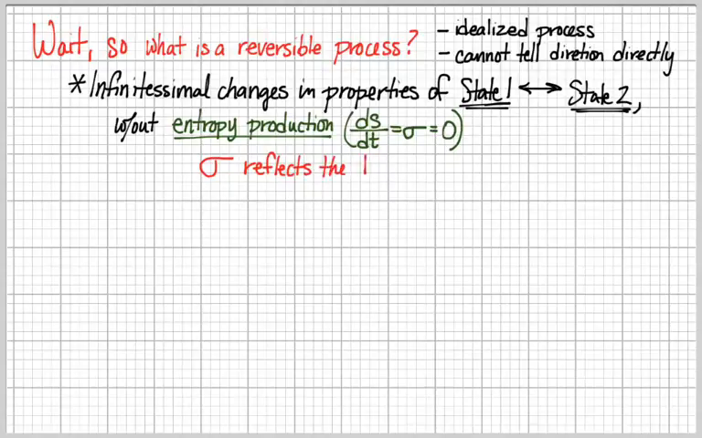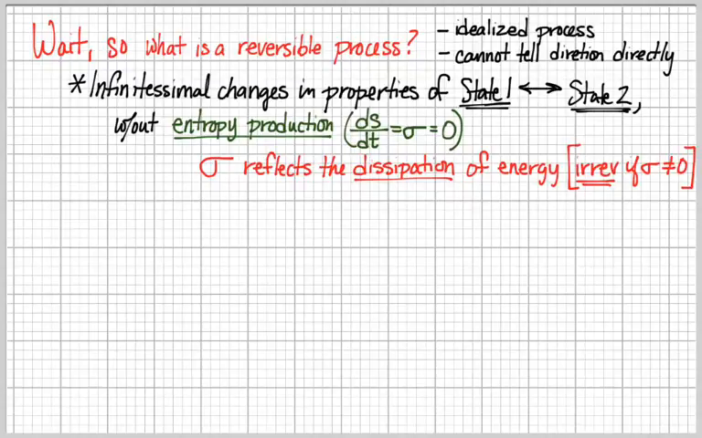If I have an entropy production term, entropy production reflects the dissipation of energy, the spreading out of energy that is associated with irreversible processes. If I have a spontaneous process, if I open up that valve on the gas tank and allow the helium to just expel out into the surrounding atmosphere, I'm going to have a dissipation of energy, a spreading out of energy, and my sigma, my entropy production, is not going to be equal to 0.